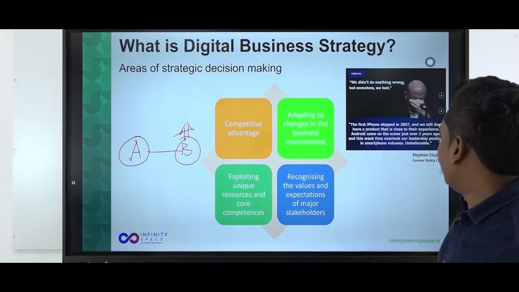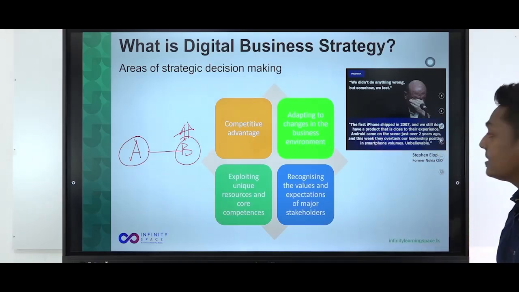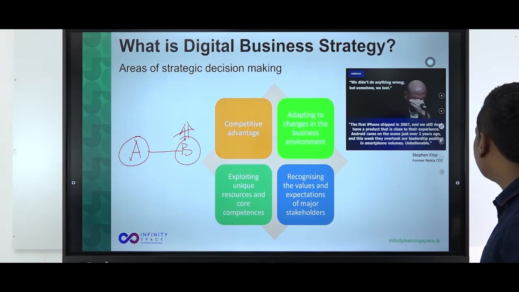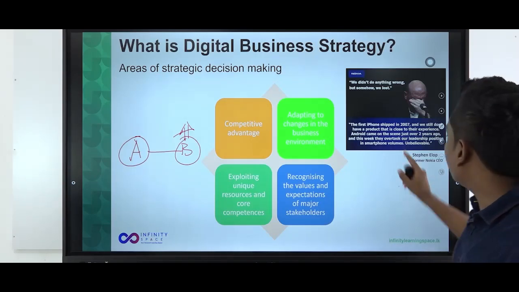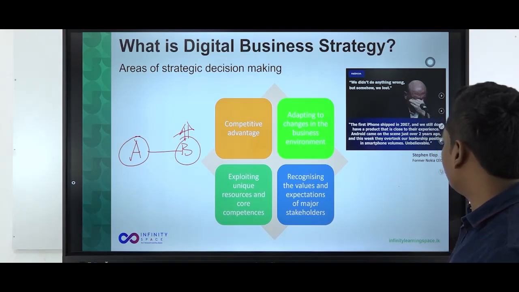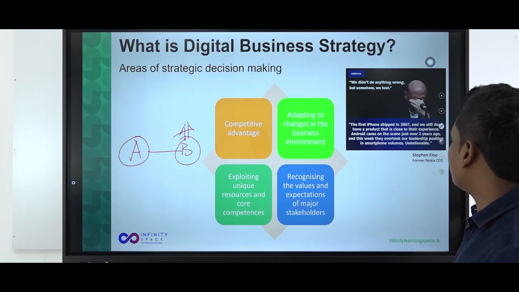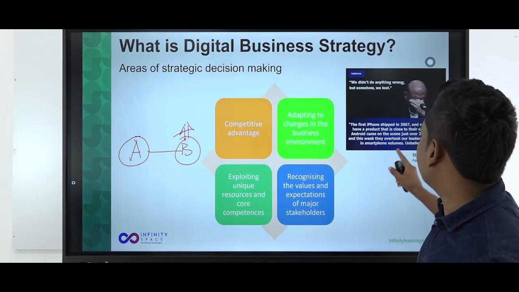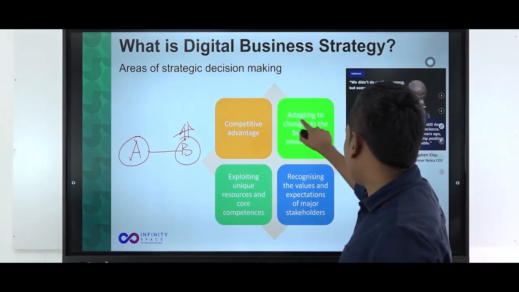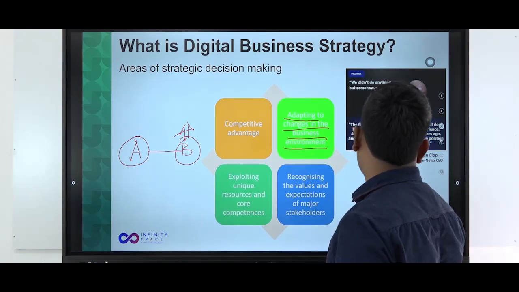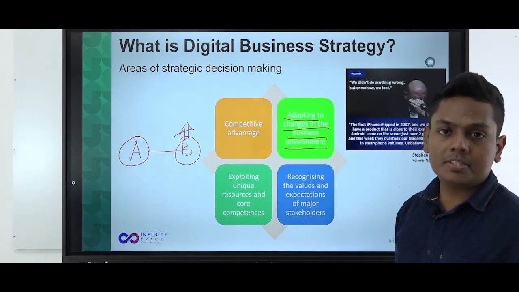He also said the first iPhone shipped in 2007 and we still don't have a product that is close to their experience. Android came onto the scene just two years ago, and this week they overtook our leadership position in smartphone volumes. Unbelievable. All this says is adapting to changes in the business environment. If you do not adapt, this is what will happen. I hope this is clear.